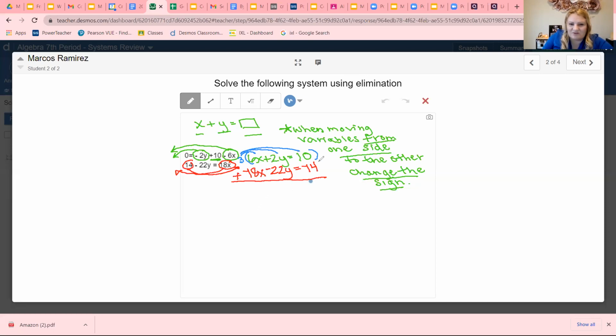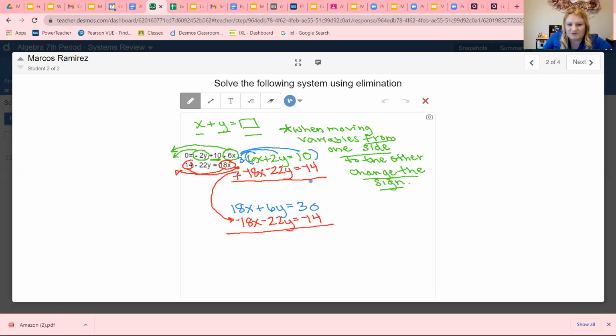So this whole equation right here becomes 3 times 6x. So 3 times 6x is 18x. 3 times 2y is 6y. 3 times 10 is 30. So I multiplied each of these. That's good. And then I'm just going to copy and bring down what I had up here. So negative 18x minus 22y equals negative 14.